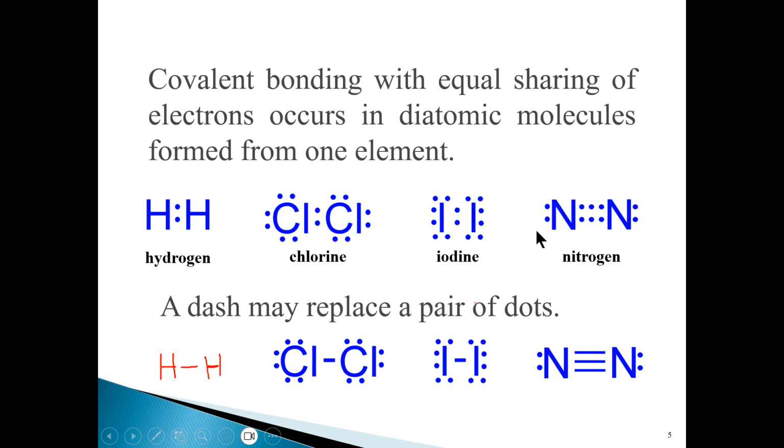So as we can see here, in the case of chlorine, nitrogen, and iodine, all the atoms involved have 8 electrons. Now, hydrogen is a bit unique because hydrogen cannot have more than 2 electrons on its outer shell. So hydrogen satisfies what we call a duet rule. Only 2 electrons can be shared between the 2 hydrogen atoms. Okay, so that's what happens in these simple molecules.